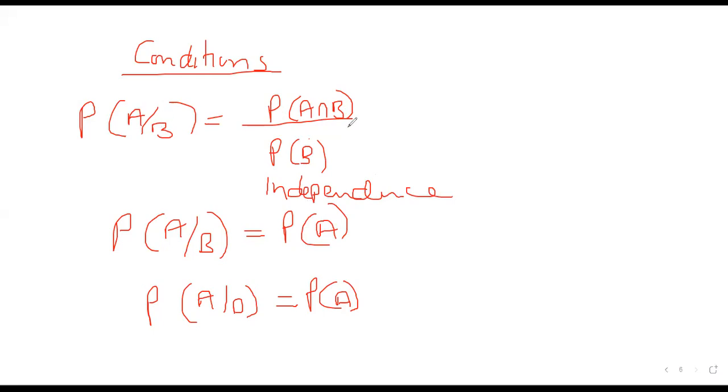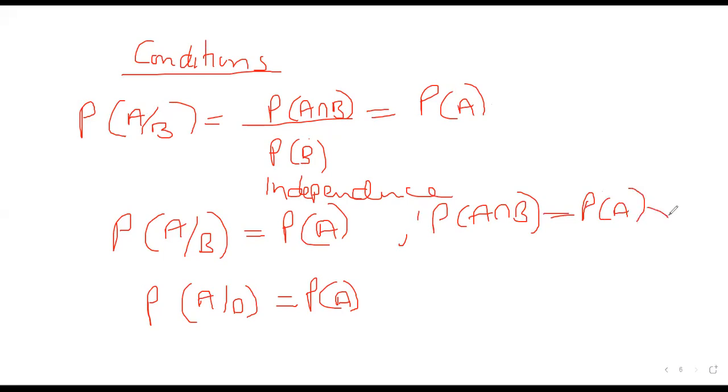A given B, which is expanded as that, must be equal to what? Probability of what? A. So another, if you want to expand that, to know that it is independent, A intersection B must be equal to, when you apply the probability of A times the probability of B, the same thing. When these events are multiplied, you get the intersection of A and B. This is only when they're independent.